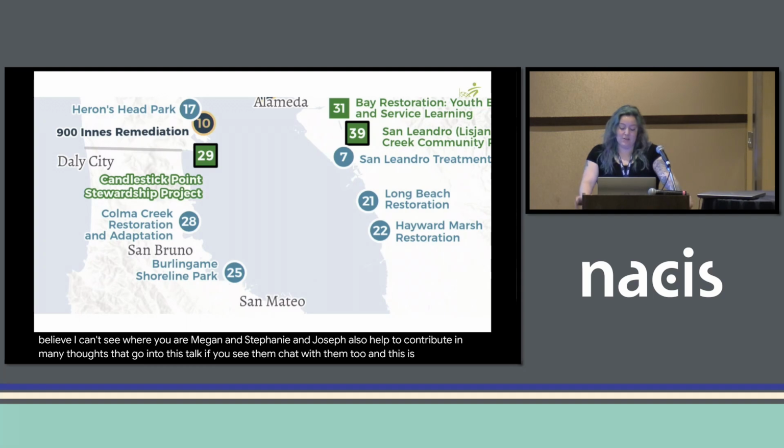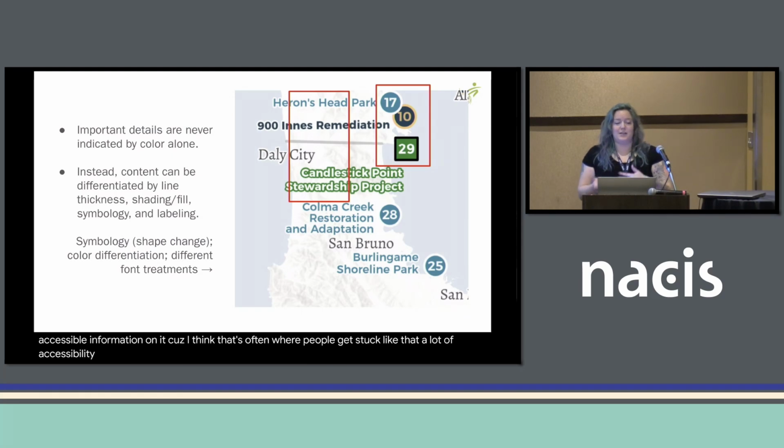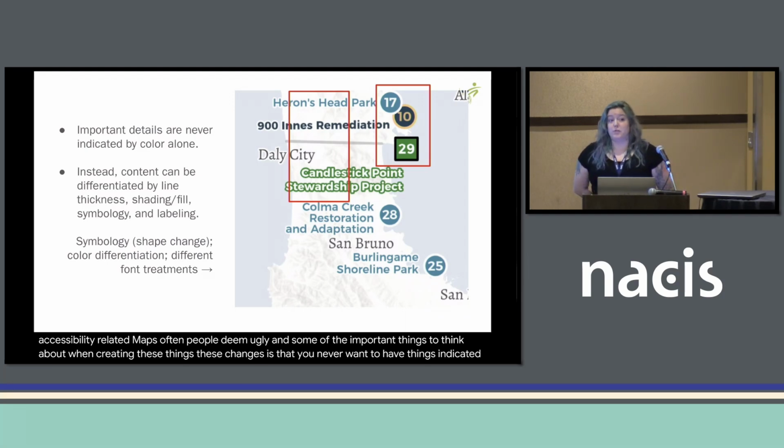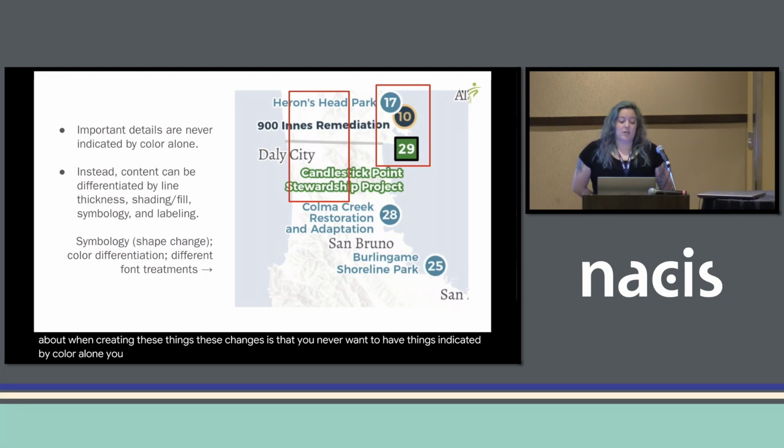And this is just a clip from the full map, but I wanted to utilize it to highlight that you can make beautiful maps that have accessible information on it, because I think that's often where people get stuck, that a lot of accessibility related maps often people deem ugly. And some of the important things to think about when creating these changes is that you never want to have things indicated by color alone. You want to make sure that you're differentiating in many ways: line thickness, shading and fill, symbology, and labeling.